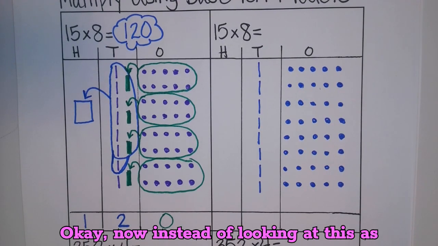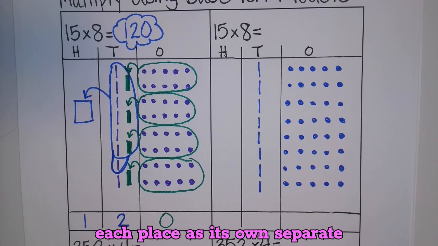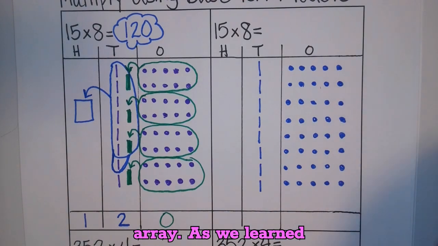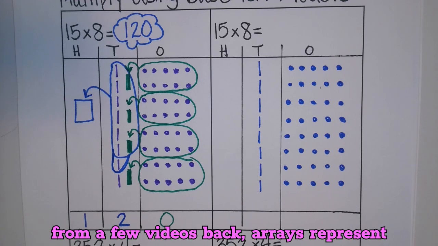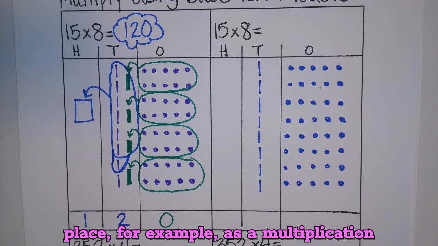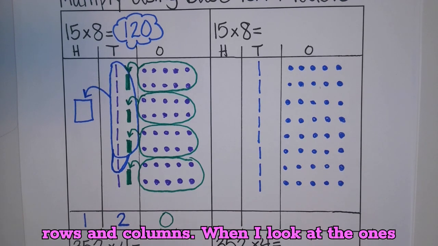Okay, now instead of looking at this as repeated addition, I could also look at each place as its own separate array. As we learned from a few videos back, arrays represent multiplication. So I can look at the ones place, for example, as a multiplication fact or an array because it is a set of rows and columns.